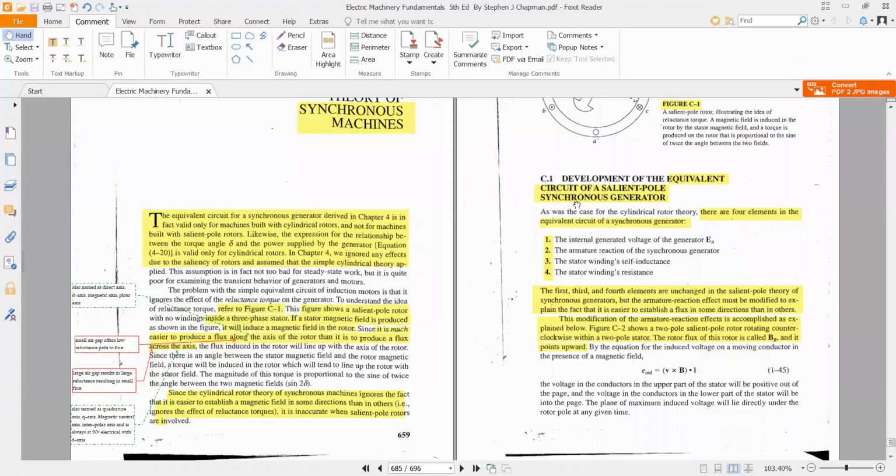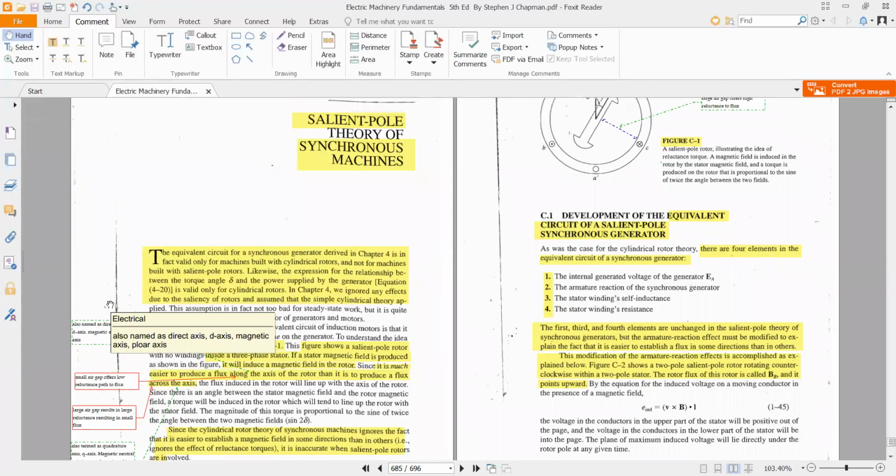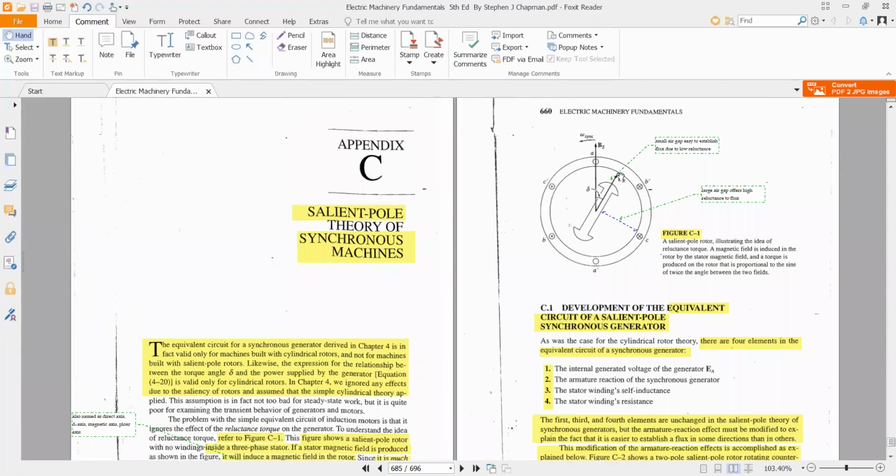There are some definitions: the direct axis, or magnetic axis, or polar axis. Here we have assumed that the rotor windings have not been energized. Once the rotor windings have been energized, the rotor will behave as a magnet, and these sides will act as poles of the magnet. Let's assume that this is the north pole and this is the south pole of the rotor magnet. Basically this is the magnetic axis of the rotor, also known as the polar axis because the poles are established along this axis, and it is also known as the direct axis.